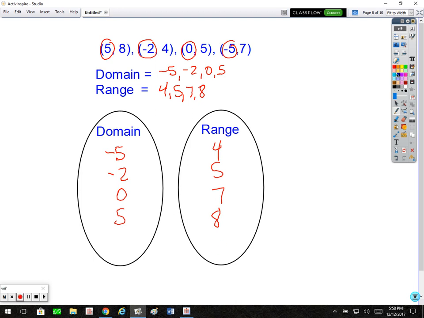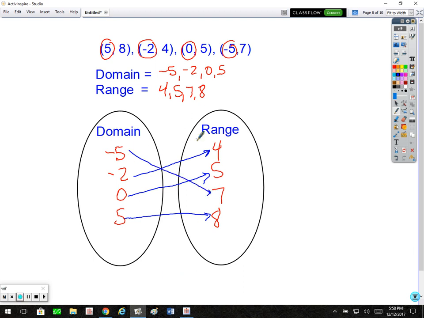All right, let's do our map. All we're doing is mapping. I'm going to look at this set of ordered pairs and draw a line from the input to the output. So when my input is 5, the output is 8. When my input is negative 2, my output is 4, so I'm going to draw a line from negative 2 to 4. This input of 0 gives me an output of 5, and this input of negative 5 gives me an output of 7.